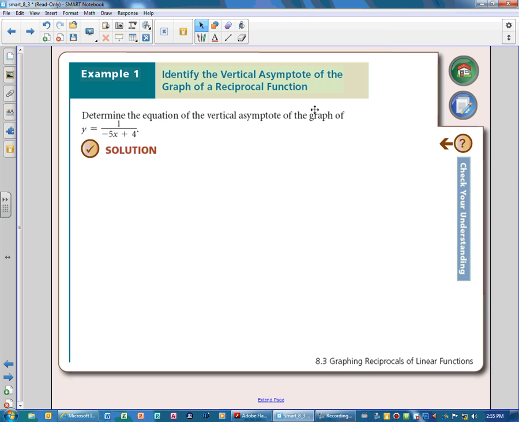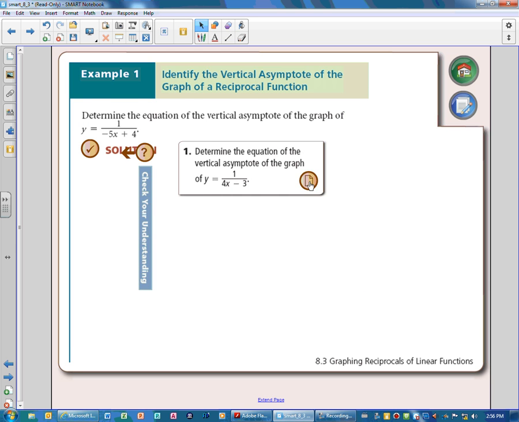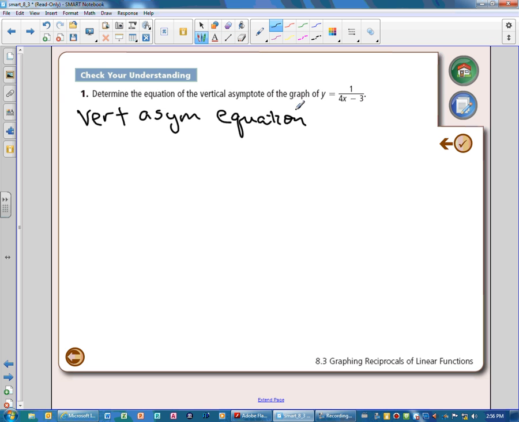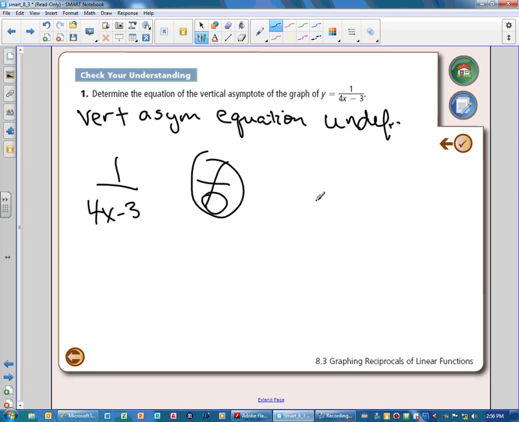So let's go ahead and try a question. It says, determine the equation of the vertical asymptote of the graph of 1 over 4x minus 3. A vertical asymptote is what makes the equation undefined. So that's all you've got to find out. What would make 1 over 4x minus 3 undefined? Well, we can't have 0 on the bottom. So we're worried about what makes 4x minus 3 equal 0.